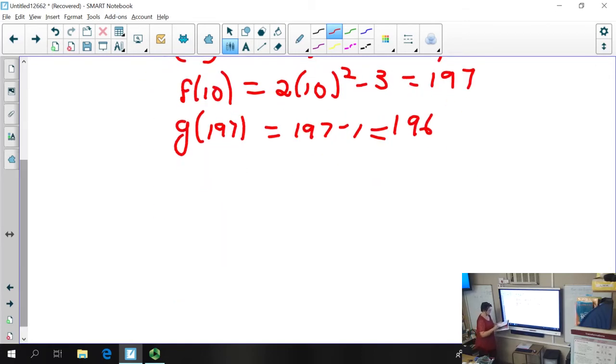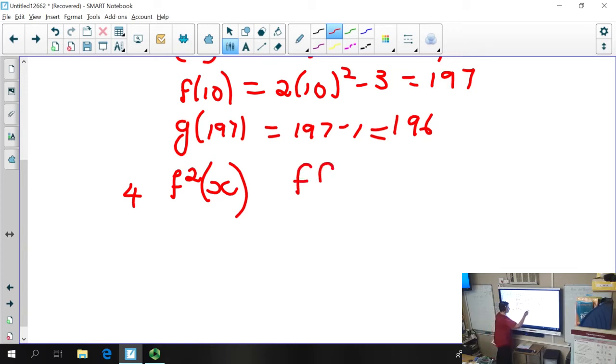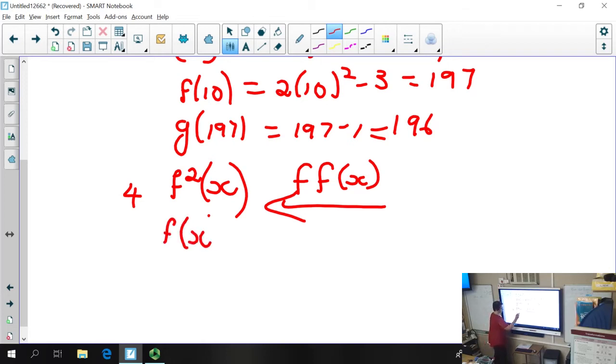Right, the next one is question 4. Now look, just look at this one. Usually they ask it like this, f squared x, but it's not that you will square. It is actually f(f(x)). So we do it like this. f goes into f. So I start with f(x) is equal to 2x squared minus 3.